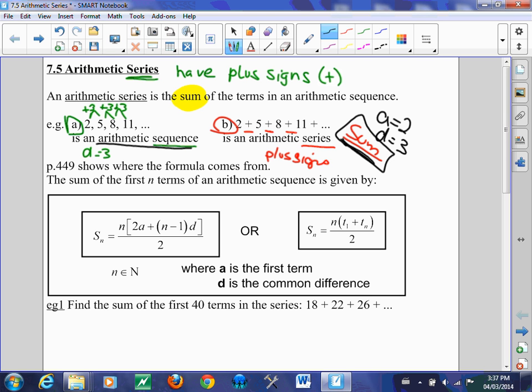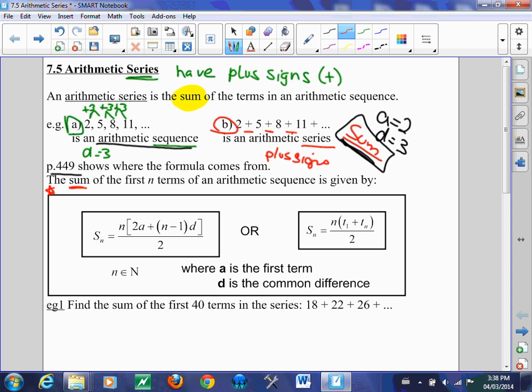Okay? If you're curious as to how we got the formula, ladies and gentlemen, or the proof for it, it's on page 449. However, you can peruse that if you like. It's not necessary as long as you understand how to substitute the information into the formula. So here is the formula. And remember, the formula is the sum.